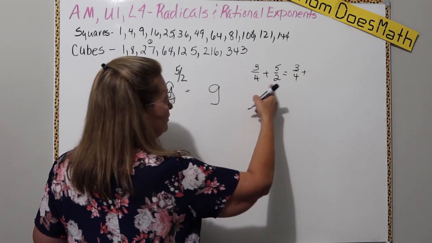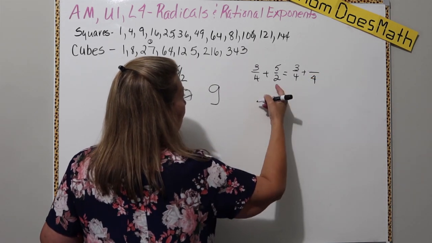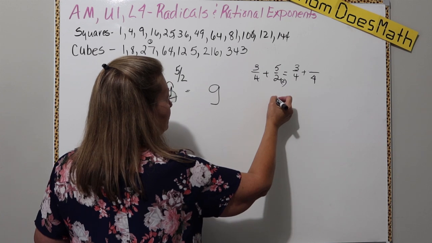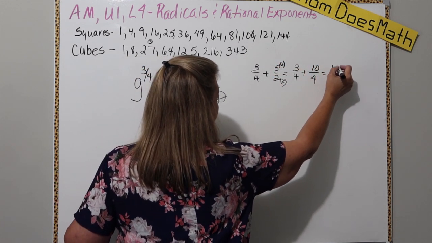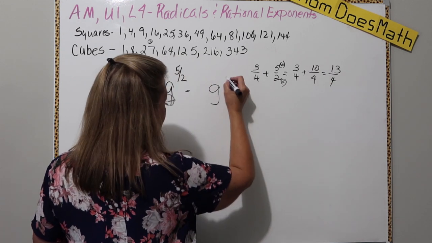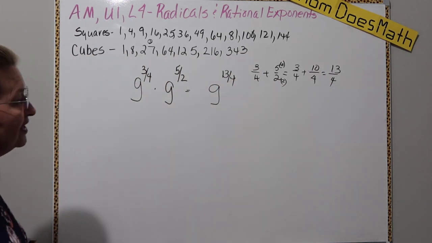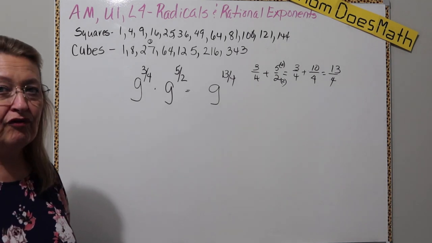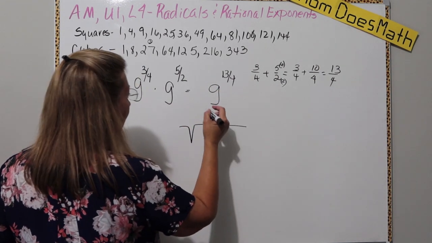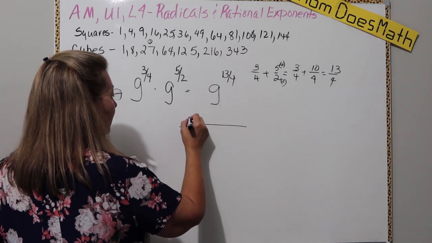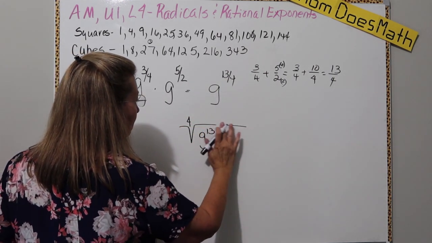So I won't change the first one. When I change this one, what did you multiply the old denominator by? 2. So you have to multiply the top by 2, so that's 10. So that's going to be 13/4. Now they do want me to simplify this into radical form. So now I'm going to use that rule where my denominator becomes my index and my numerator becomes my exponent.